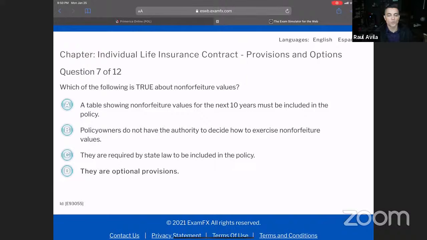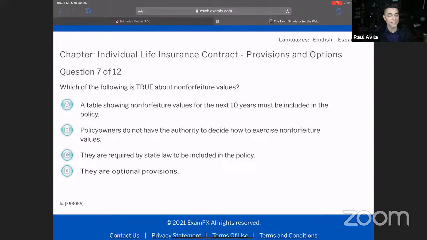Which of the following is true about non-forfeiture values? A, a table showing non-forfeiture values for the next 10 years must be included in the policy. B, policy owners do not have authority to decide how to exercise the non-forfeiture value. C, they are required by state law to be included in the policy. D, they are optional provisions. Which of the following is true about non-forfeiture values?